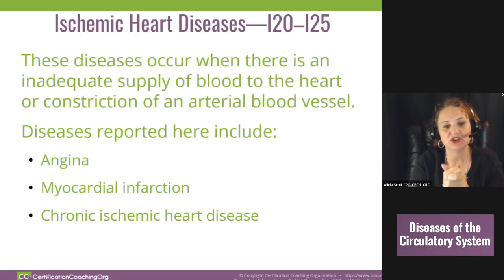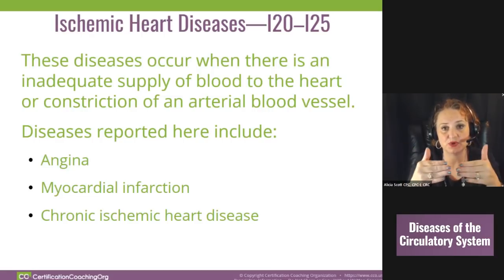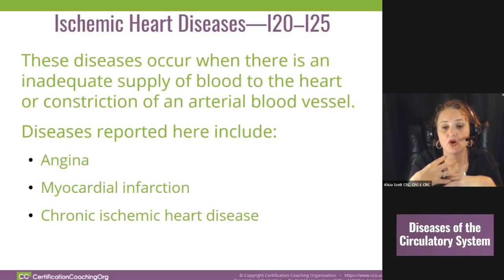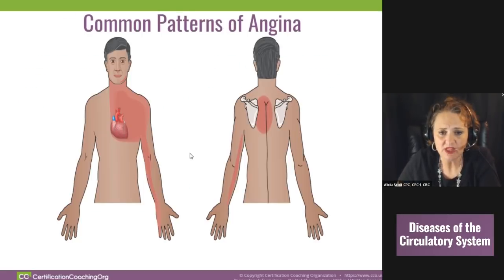And then they mention here chronic ischemic heart disease. This is some type of disease that has to do with a constriction of the arteries of the heart. A lot of times this is plaque buildup, right? Some type of heart disease. Think of that. There's some kind of obstruction. This is where, when a person has angina and talks about having angina pain, you'll see it.